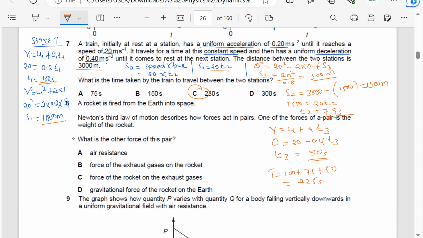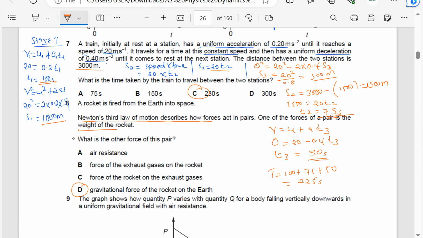A rocket is fired from the Earth into space. Newton's third law of motion describes how forces act in pairs. One of the forces of a pair is the weight of the rocket. What is the other force of the pair? The weight of the rocket acts from the center. Then the other pair must be the gravitational force, which acts from the center of the Earth. So the answer is D. The gravitational force of the rocket on the Earth.